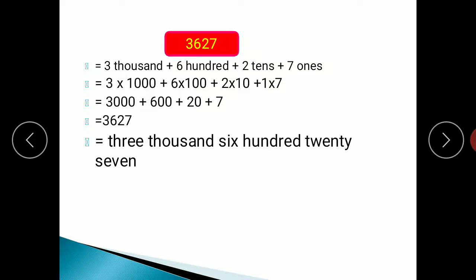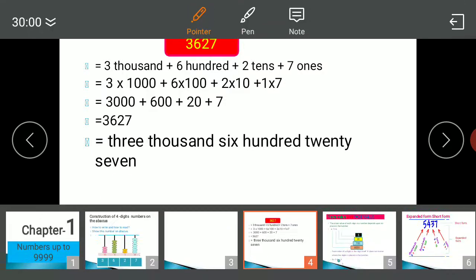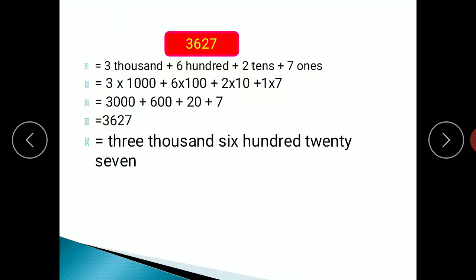Let us see how to write it. 3 multiplied with the 1000, it will become 3000. 6 with the 100, it will become 600. 2 into 10, it will become 20. 1 into 7, it will become 7. So we can write it as 3627. So how to write in number names, or you can say spelling also.